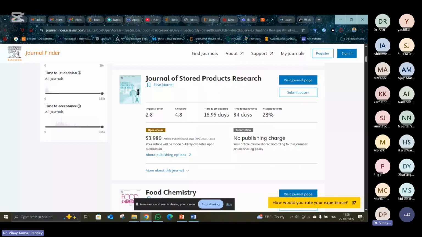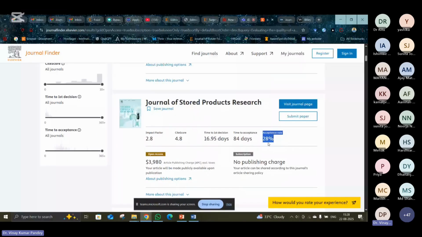Suppose there are 100 manuscripts being submitted in a year, so they are accepting just 28 manuscripts per year. Right, its impact factor is 2.8. They will take 84 days. So every piece of information you'll get here.